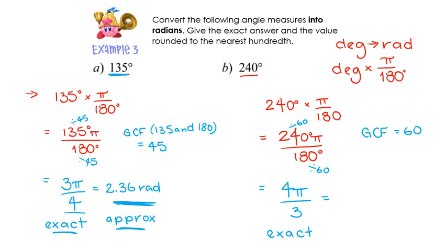And if I put 4 pi divided by 3 into my calculator, I'm going to get roughly 4.19 radians. So this will be our approximate answer because we have to round it to the nearest hundredth. So either way, 4 pi over 3 or 4.19 radians is going to be equivalent to 240 degrees, but in radian measure.